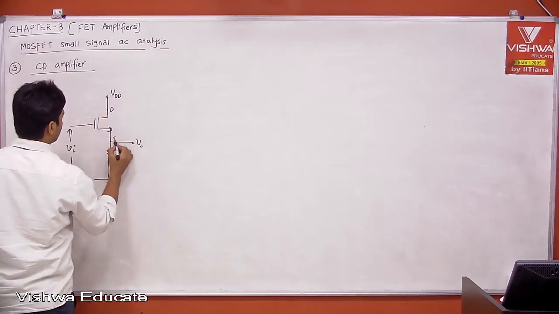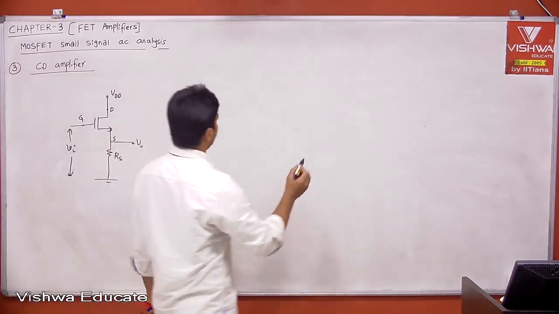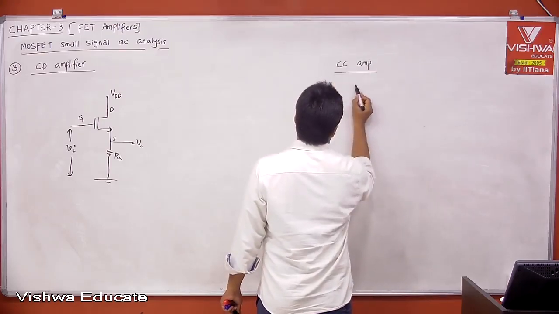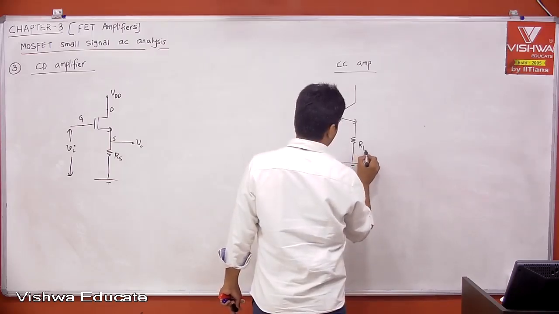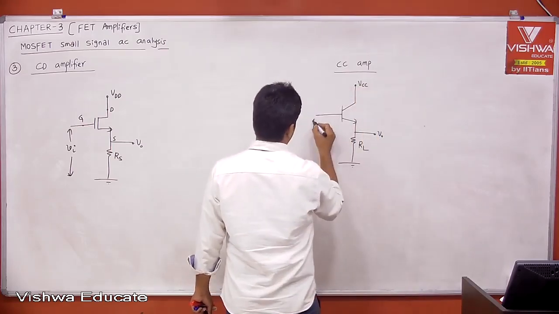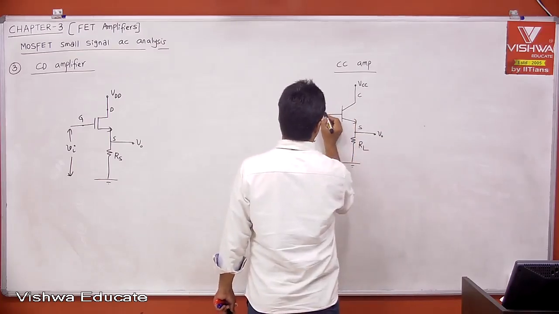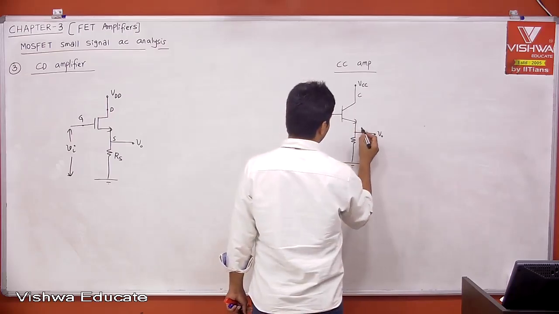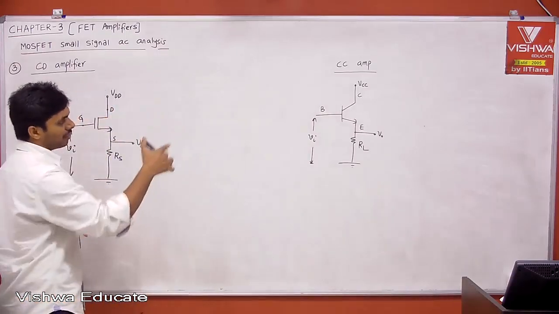This is drain, source, gate. Therefore, what is this circuit in the case of BJT? This is nothing but the CC amplifier. Collector, source, gate, sorry. Writing the MOSFET terminals: emitter, base. Okay. Now, why is it a CC amplifier?